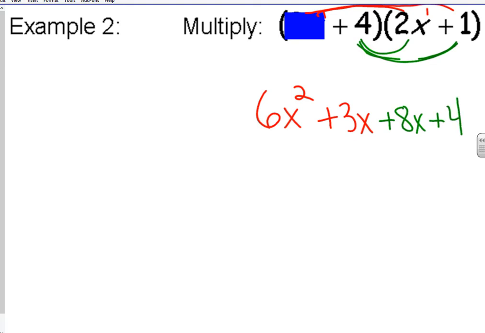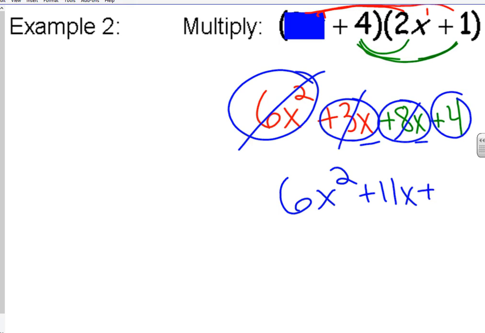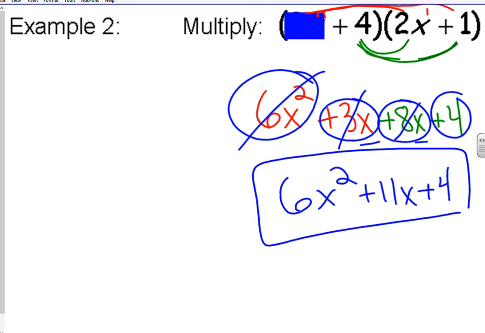Now we're going to combine like terms. Highest exponent, check for a like term, put it in the answer. Next highest exponent, check for a like term, combine them. 3 plus 8 is 11, and then x is their last name. I don't add the exponents because I'm not multiplying. And then the 4, hey you guys, I want to hang out. So we put it right in the answer. 6x squared plus 11x plus 4. Final answer.